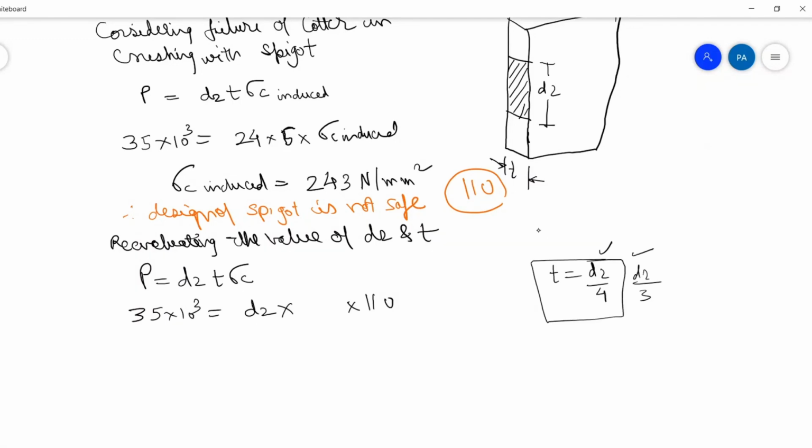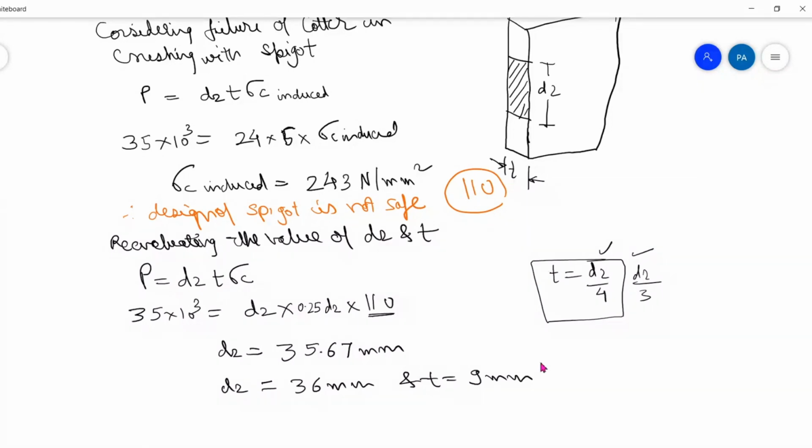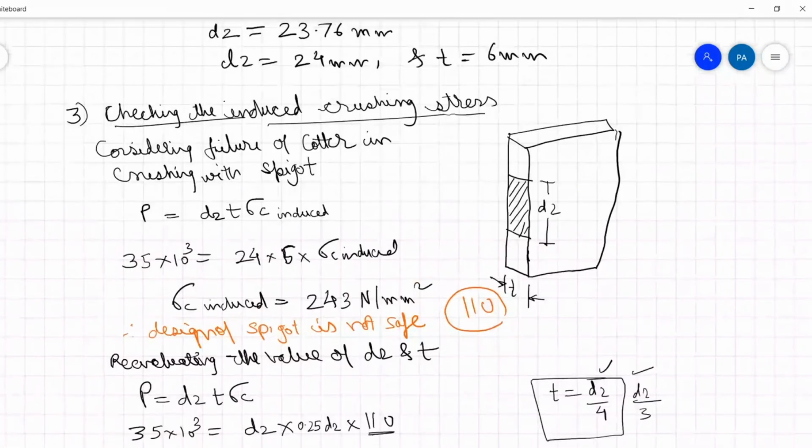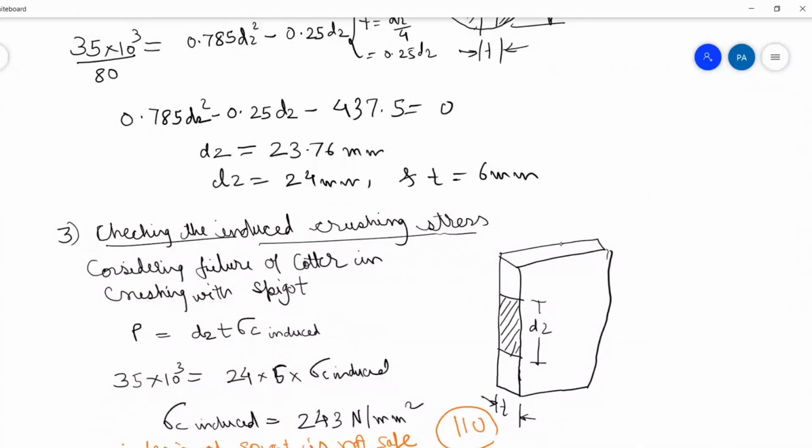It can be written as 0.25 D2, because we are now using this complete 110. So we'll get the value of D2 as how much? 35.67 is the answer. So I can write it as equal to say 36 mm D2, and T is equal to 9 mm. Now this value of D2 and this value of T will be used hereafter, and the earlier values are discarded. We will not use those values of D2 and T hereafter because they give us a failure result.